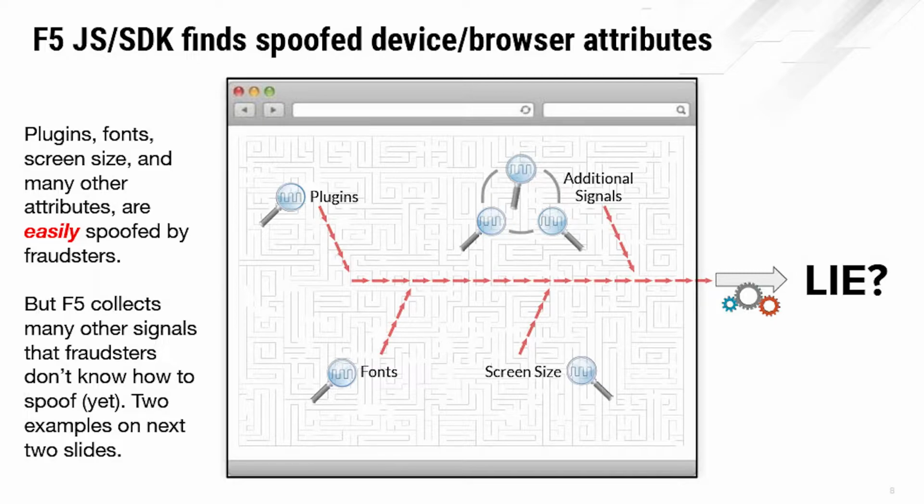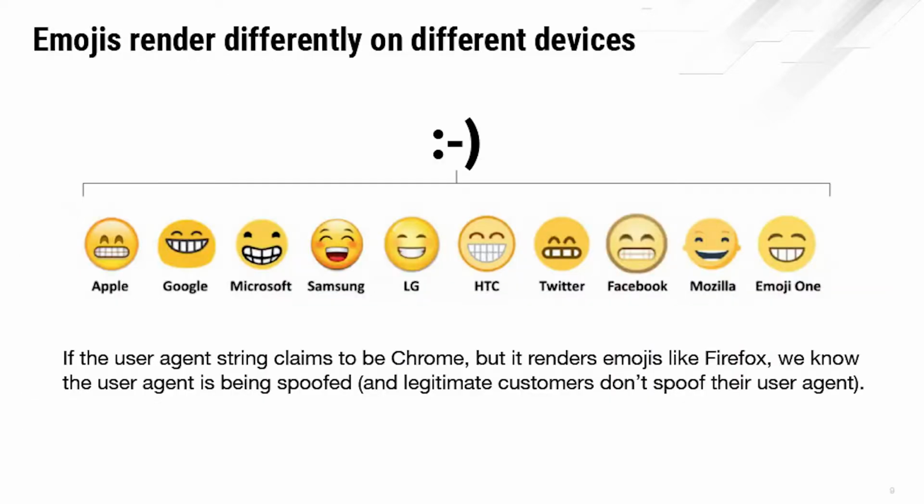So we met and we studied all of our signals, and we said, okay, which signals are we going to share to establish credibility? And these are the two we decided to share. This first one is what we call the emoji signal. It leverages the fact that different platforms render emojis differently. So if the user agent string is purporting to be Chrome, but they're rendering emojis like Firefox, we know they're lying about their user agent. And customers don't have any incentive to lie about the user agent.